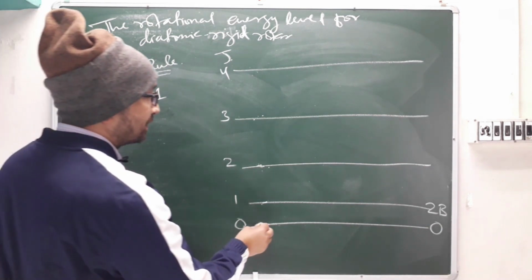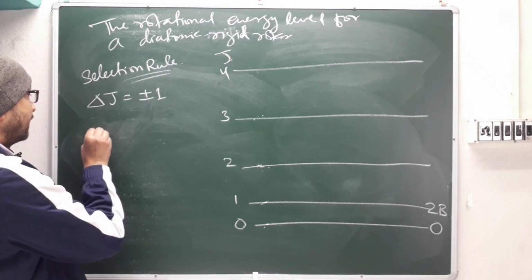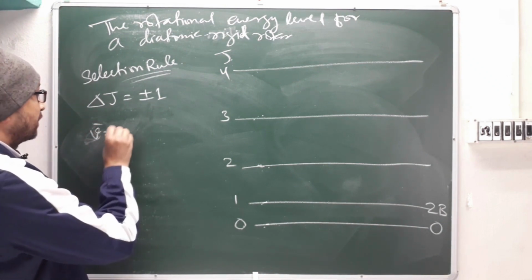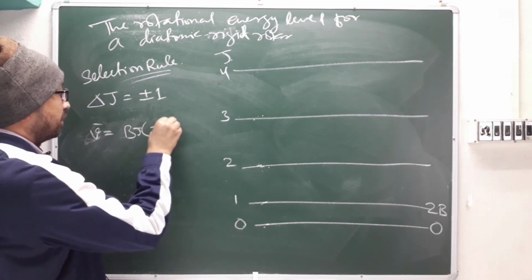So now you just see this 2B. How has this 2B come? We have our wave number, how do we find it? We have B and J plus 1, right?